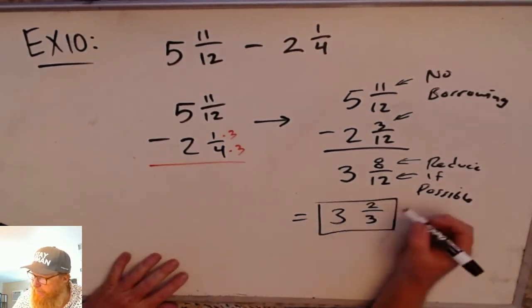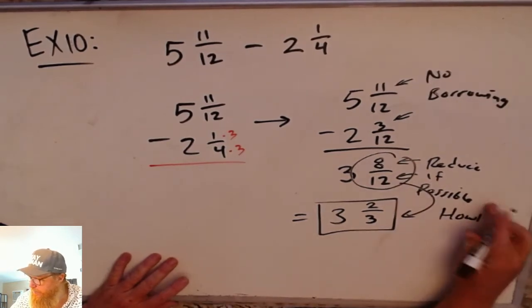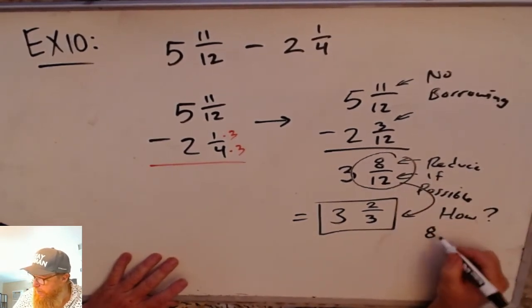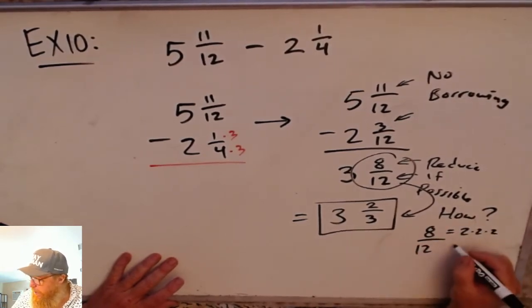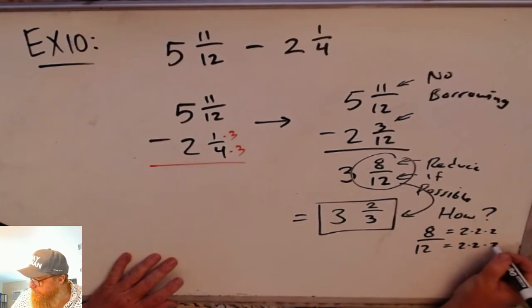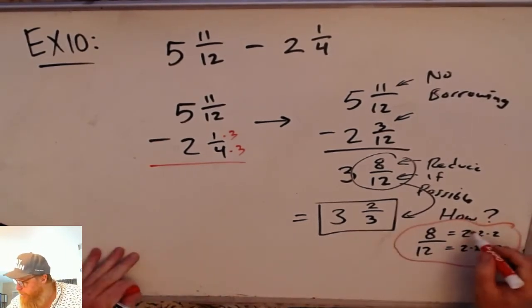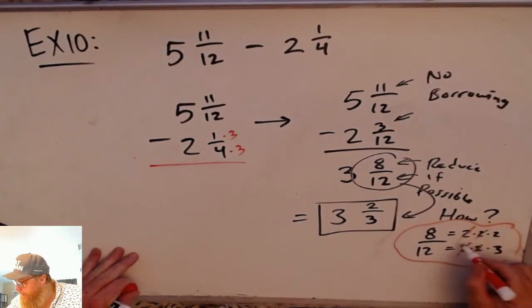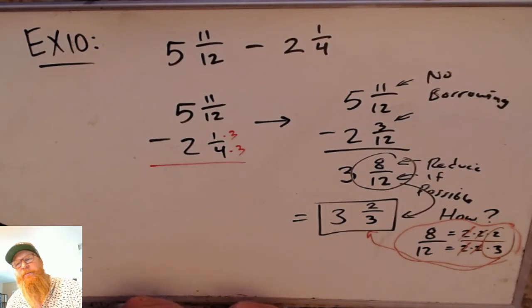Now I did that mentally. Let me show you how I got 2/3. 8 is 2 times 2 times 2. 12 is 2 times 2 times 3. I did all that in my head while you guys were watching, and I'm canceling the 2's, and that's how you get the fraction part to be 2/3.